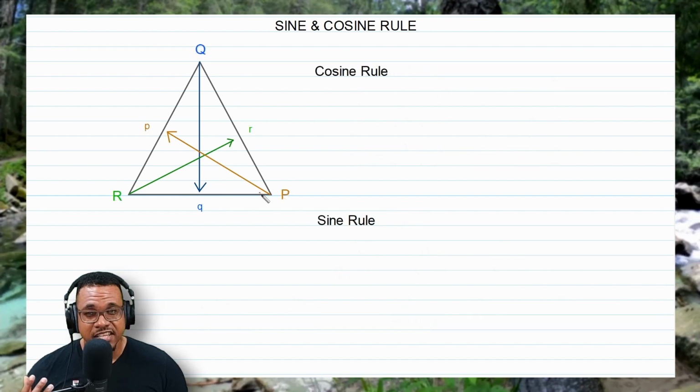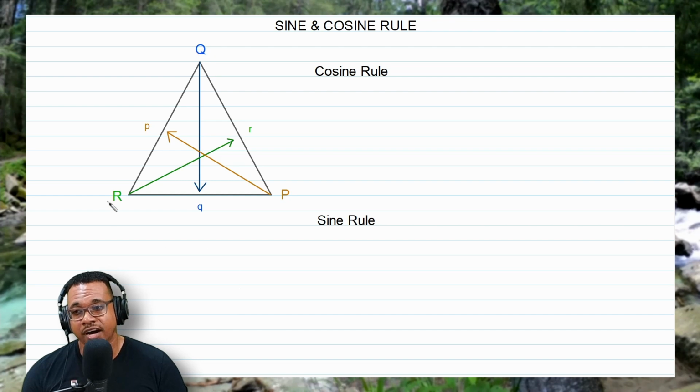Now, let's just say I change the labeling on the triangle to triangle PQR. Then the side opposite angle P would be lowercase p. So this p will represent the length of the side QR. The side opposite angle R would be lowercase r, and this will represent the length of the side QP. And the side opposite angle Q would be lowercase q, and this will represent the length of the side RP. So my three sides are p, q, and r.